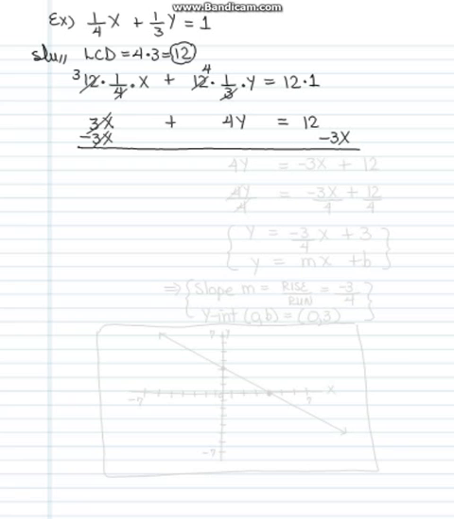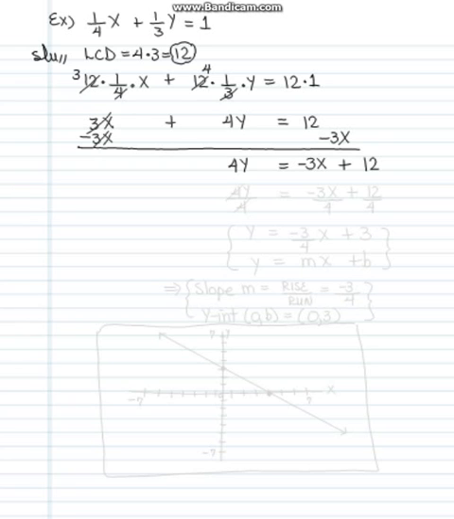On this side they cancel, which is good. We wanted to move it over. We have 4y equals, now let's put the x term in the front, negative 3x, and then bring down the positive 12. We're almost there. We're almost at the y equals mx plus b. We just have to divide both sides by 4.